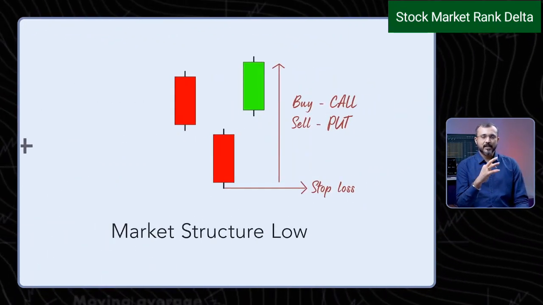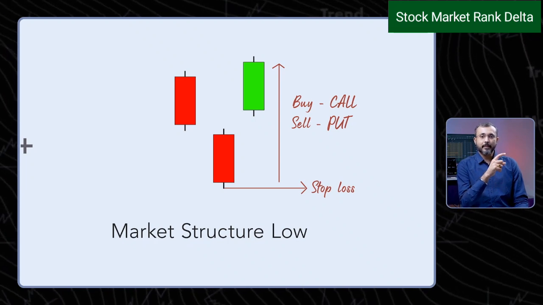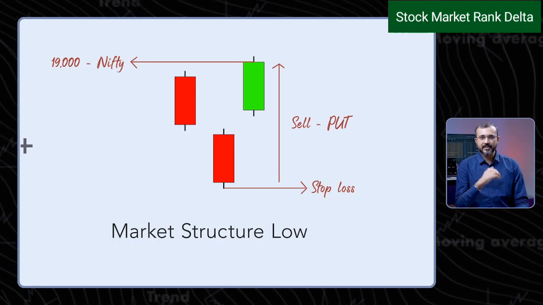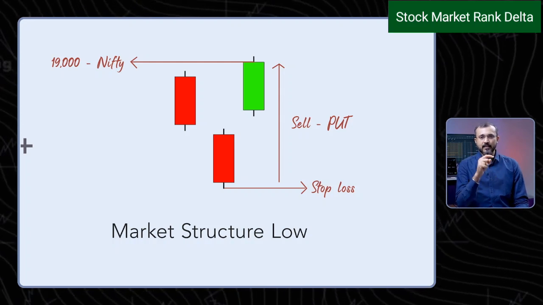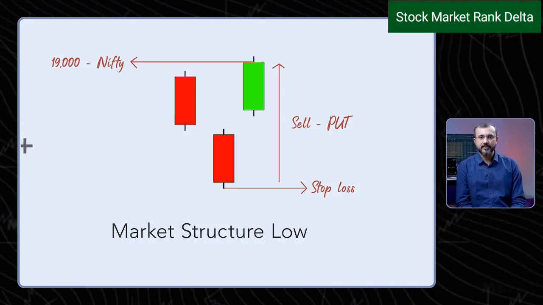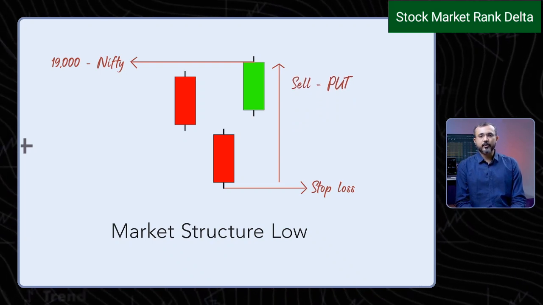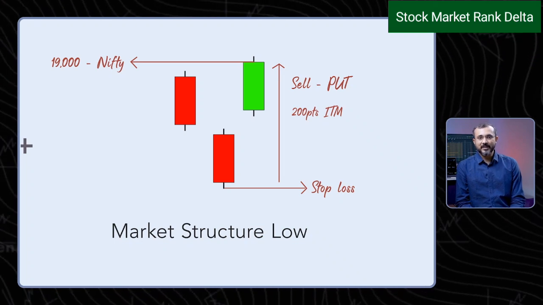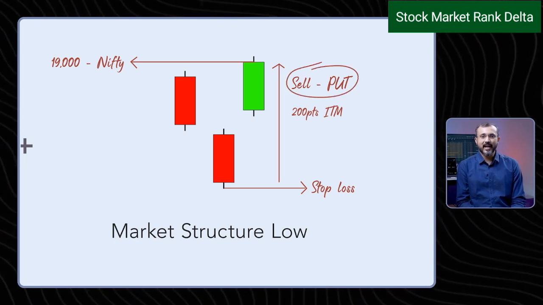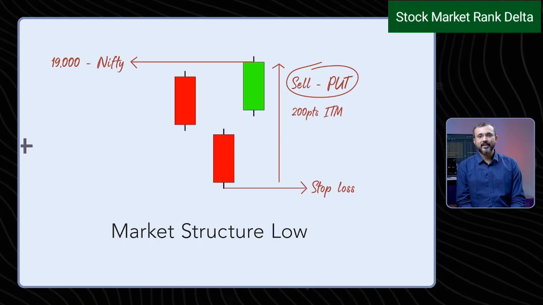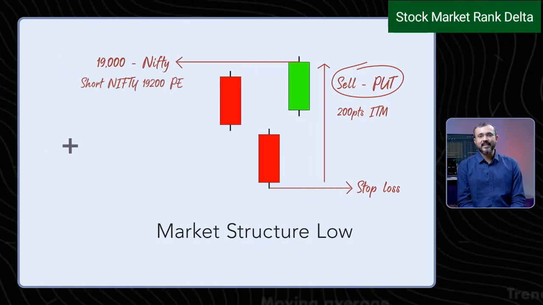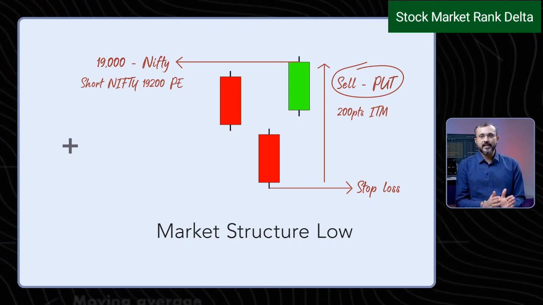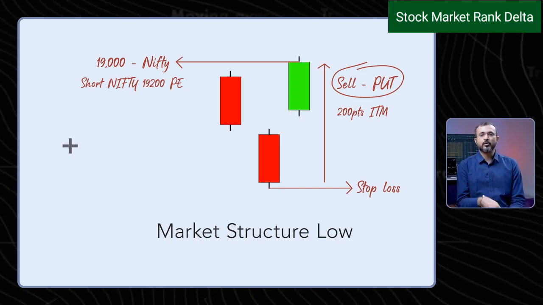Let's say, for example, a market structure low is getting formed, and the pattern gets completed when Nifty is at 19,000 levels. The trend is bullish, price is trading above the moving average, and the MSL is confirmed at 19,000 levels. From here, we calculate 200 points in the money and we have to short options. That means we have to short put, and that too 200 points in the money. So we select the 19,200 strike as our put option: put 19,200 strike, and we'll go short.